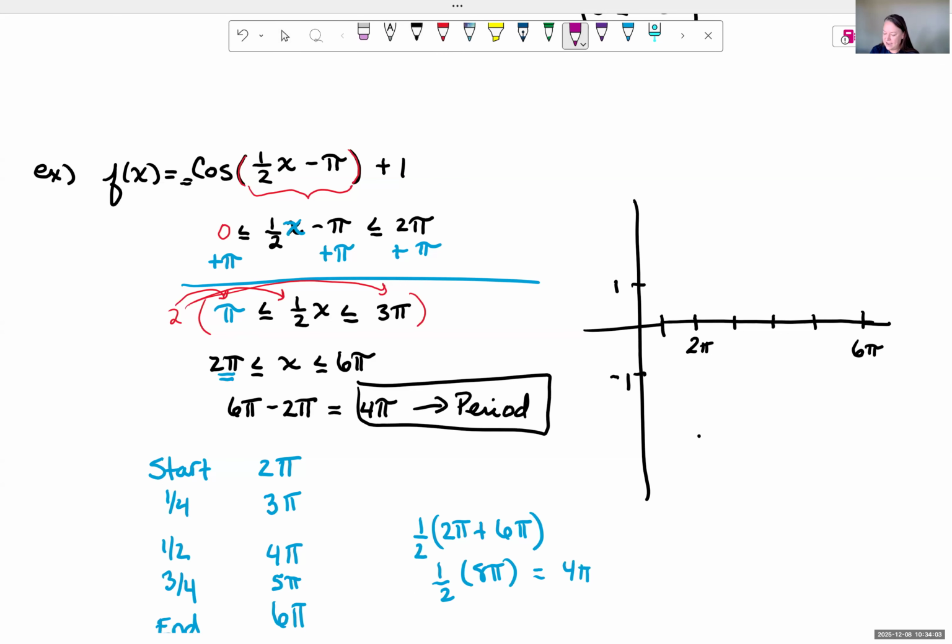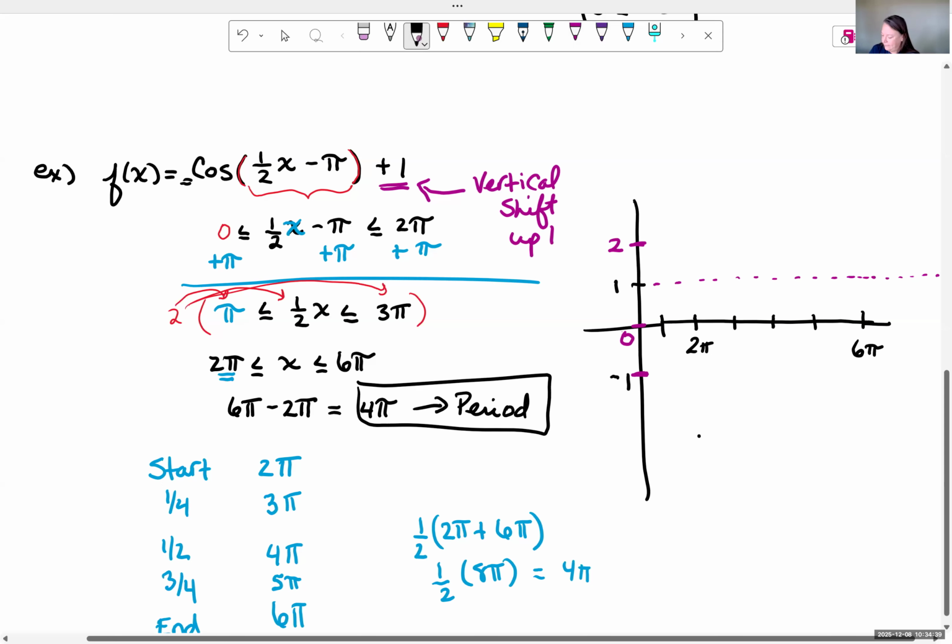The problem is that I have this +1 outside, so this is a vertical shift up 1. So now my max is not at 1. If I shift that up, my max is now at 2. And my min was at -1, but if I shift that up 1, it's now at 0. So I'm going to treat this y equals 1, this horizontal line, as if it was my x-axis when I'm graphing this.